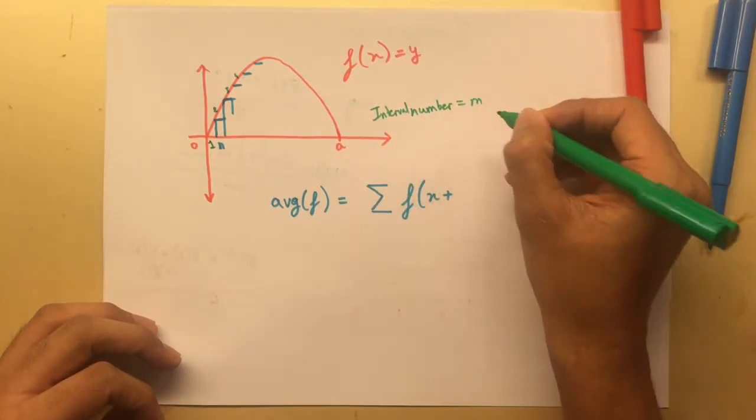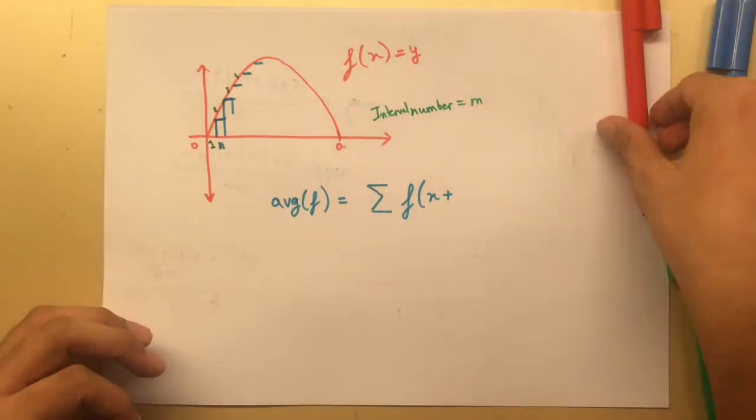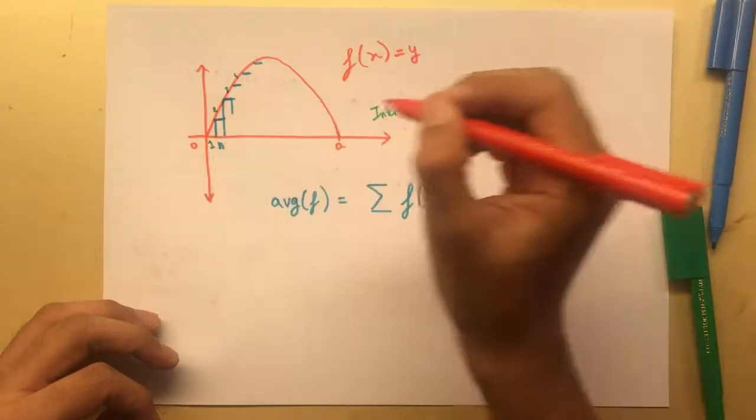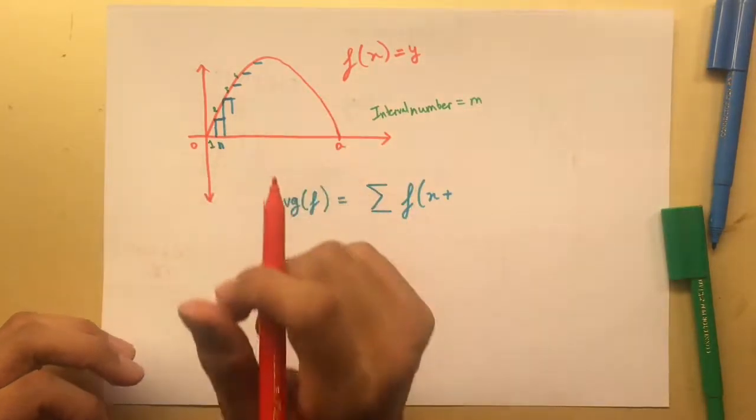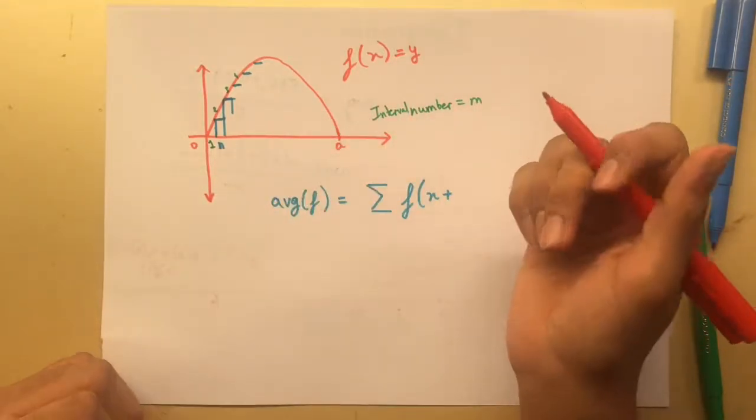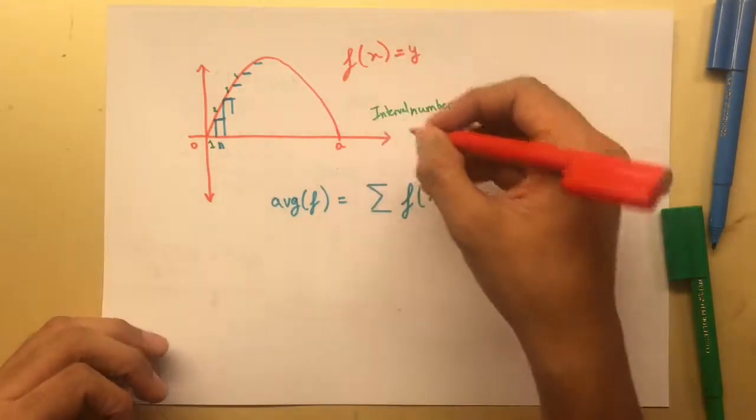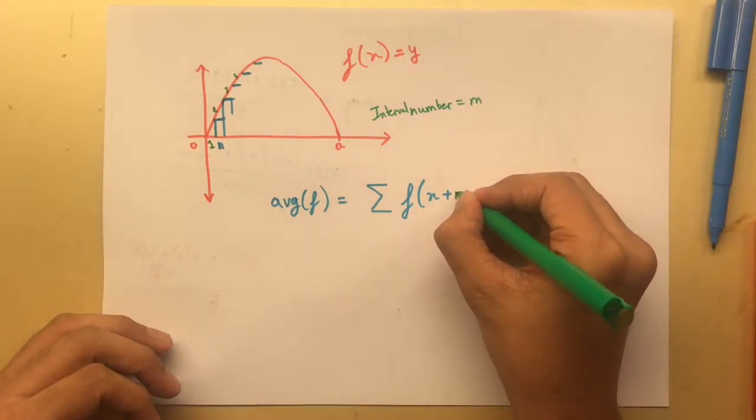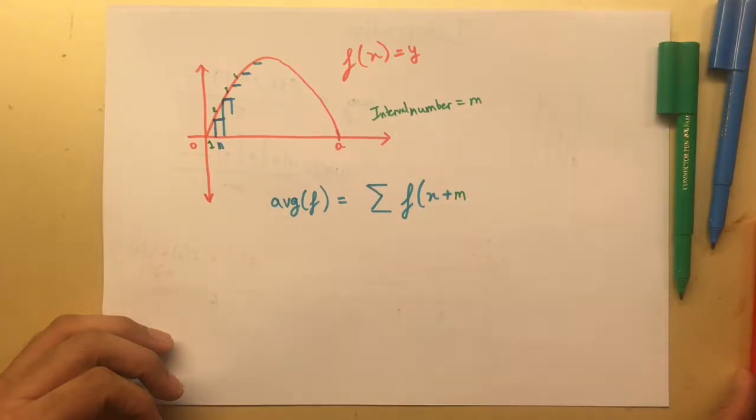The interval number, let's call it, is equal to m. So if I wanted to find the x value of the fourth interval, I'd have to multiply m by the difference of each interval, which would be n. So I'd have to multiply m and n. I'm going to write that in green and in blue again.